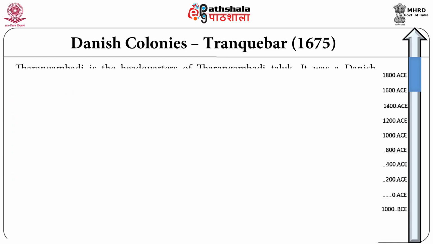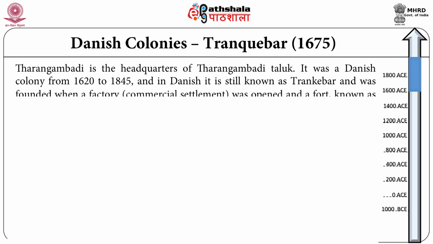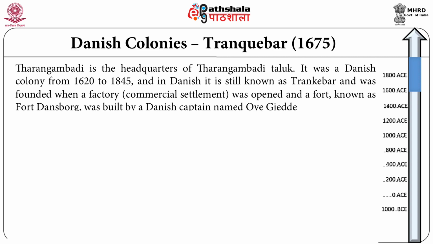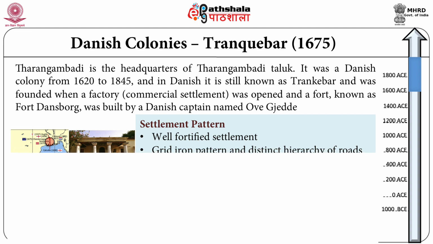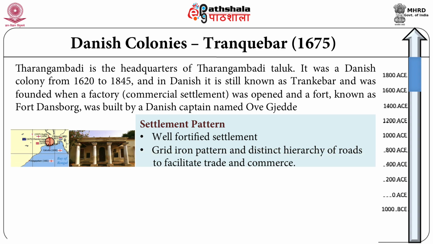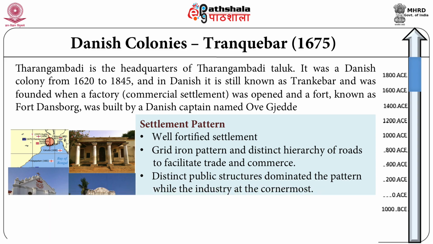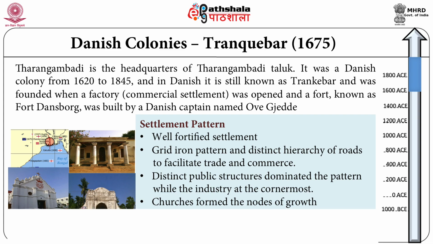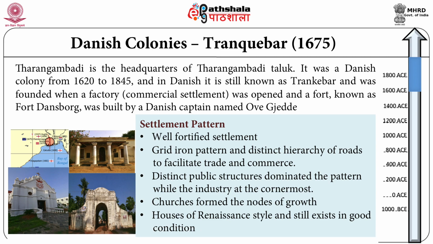And when we look at the settlement pattern of this time period, we are taking up Tranquebar as a case to understand the settlement pattern of this point of time. Tranquebar was a taluk headquarters in Tamil Nadu, and it was a Danish colony between 1620 and 1845. It was founded when a factory was opened and a fort named Fort Dansborg was built by a Danish captain named Ove Gjedde. The settlement pattern showed that it was a well fortified settlement.